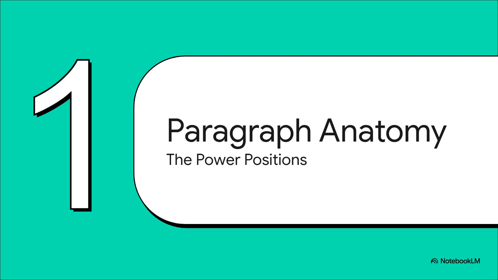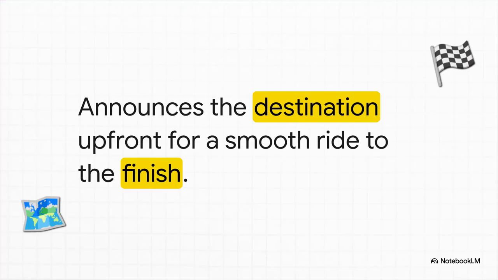Starting off with Section 1, Anatomy of Scientific Paragraphs, and specifically, we're looking at the power positions. Now, as readers, we inherently look to specific places in a text for the most important information. We definitely don't give every sentence equal weight. The human brain naturally pays the absolute most attention to the first sentence and the last sentence of a paragraph. Those are your power positions. The first sentence gives you the roadmap, and the last sentence delivers that punchy take-home message.